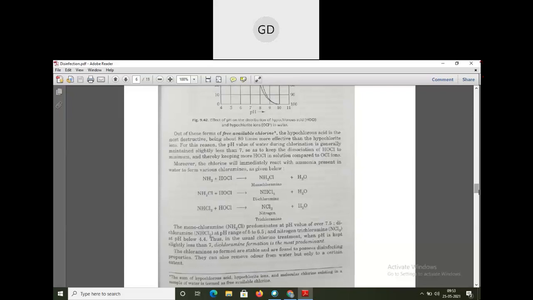Then this monochloramine has a pH value over 7.5. This dichloramine has a range of 5 to 6.5, and nitrogen trichloramine has a pH of 4.4.